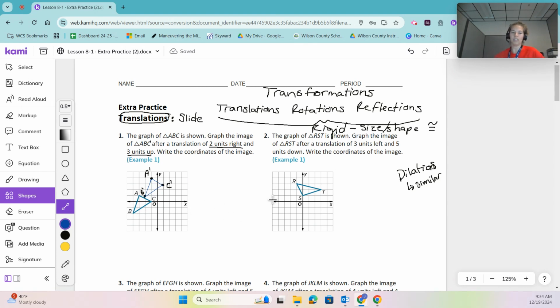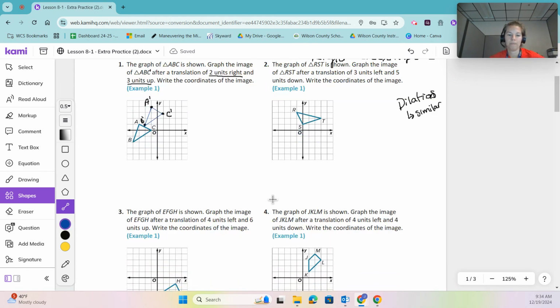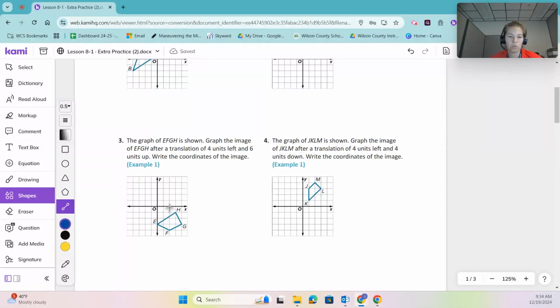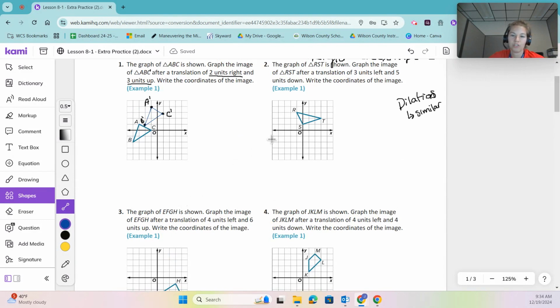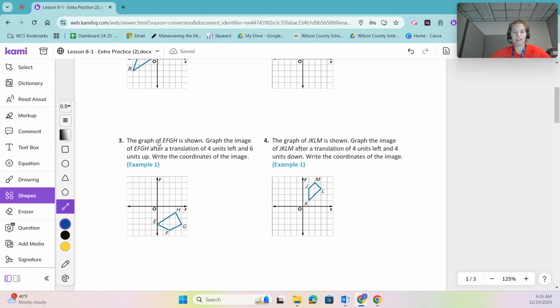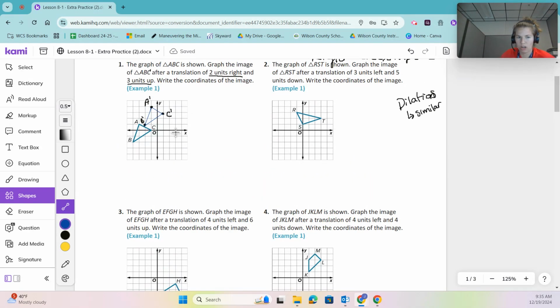Let's try one more. This one has 4 vertices that we're moving instead of just 3. You can try number 2, that triangle, on your own. The graph of EFGH is shown. Graph the image of EFGH after a translation of 4 units to the left and 6 units up. Write the coordinates of the image. We forgot to actually write the coordinates here on this one, so I'll come back and do this.